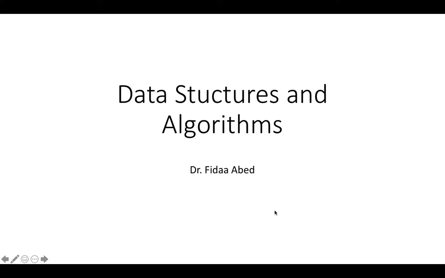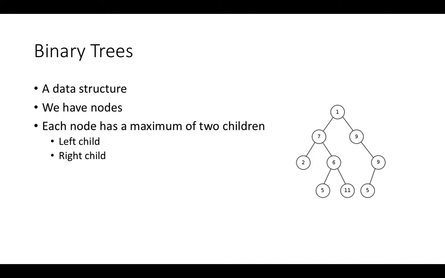Hi, today we are going to talk about binary trees. A binary tree is a data structure. In this data structure we have nodes, and each node has a maximum of 2 children. For example, this node that has 1 has 2 children, number 7 and number 9. We call number 7 the left child and number 9 the right child.